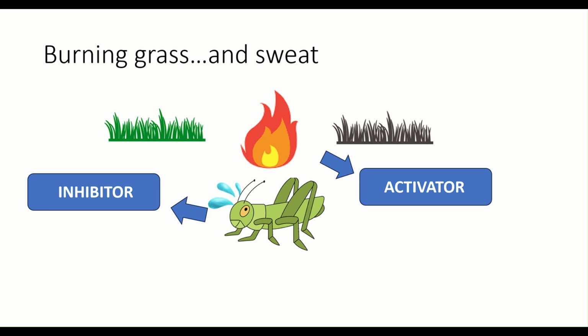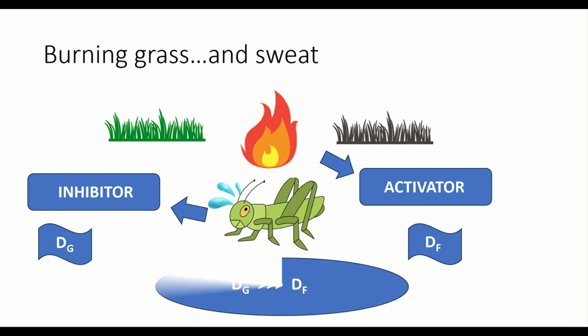So let's define two variables: the diffusion coefficient of fire, like the rate at which the fire propagates, as df, and the rate of propagation of grasshopper, the rate at which it moves, as dg. So we have two conditions. If fire propagates faster than the rate at which the grasshopper can move, that is, df is more than dg, what do we get? We get a burned area with, say, crispy fried grasshoppers.